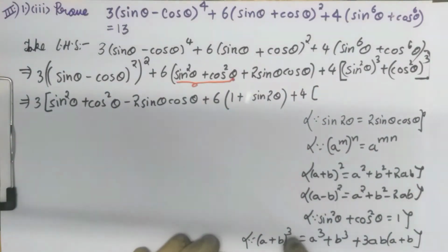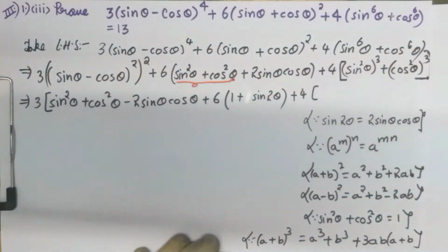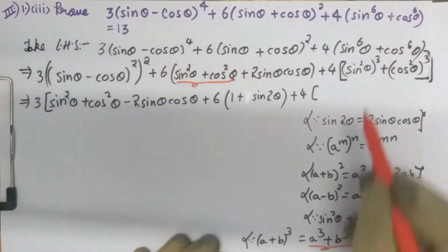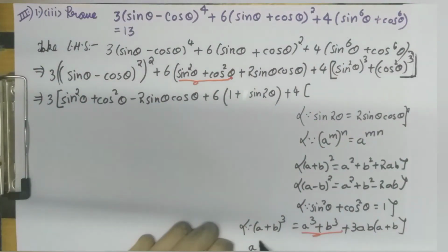But we don't want a plus b whole cube. Here we have a cube plus b cube. That is, this part is there here, a cube plus b cube. So from this formula, we will keep a cube plus b cube on one side, that is on the LHS.